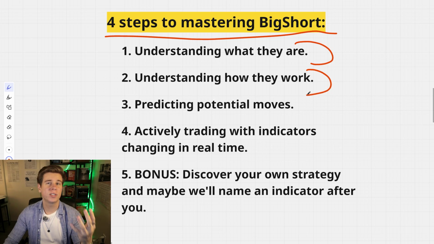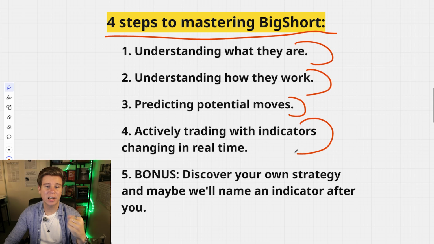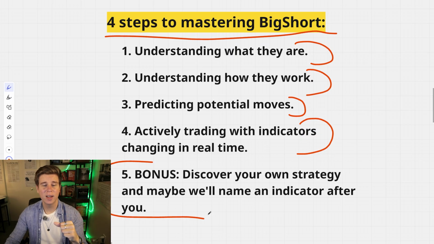Step 2 is understanding how these indicators work and being able to retroactively explain why moves happen by looking at a full day's data, which then leads you into step 3, being able to predict potential moves by looking at historical data bar by bar and predicting what's going to happen next. And then finally, you can hit step 4, which is obviously actively trading with the indicators changing in real time. And for the overachievers, there's also step 5, which is the bonus. If you discover your own strategy or even a new way to use BigShort or a new indicator, then maybe we'll name an indicator after you.